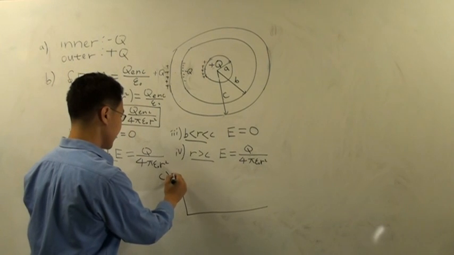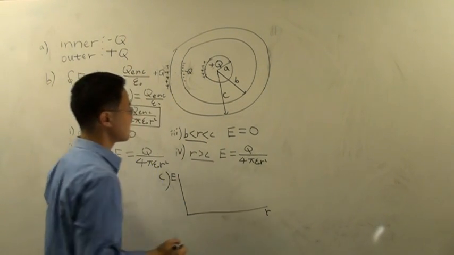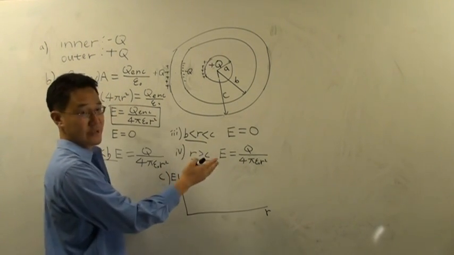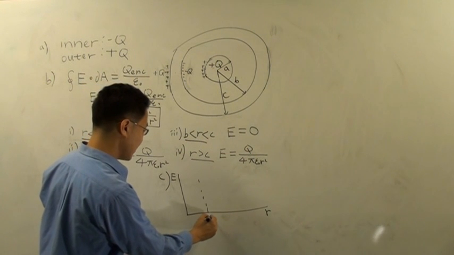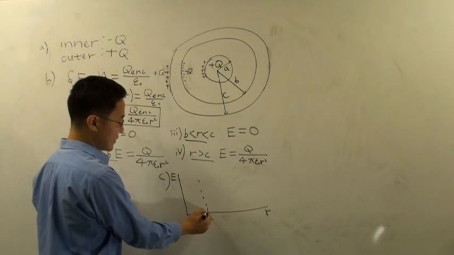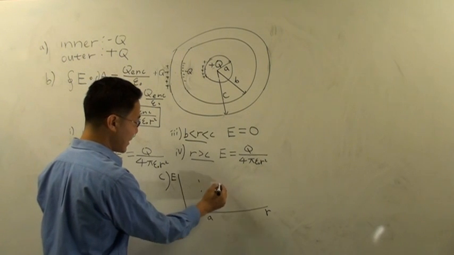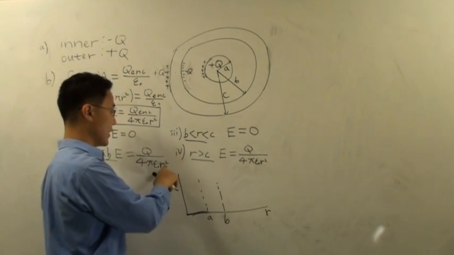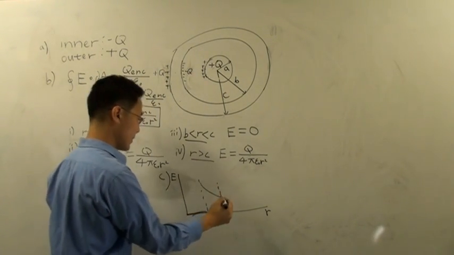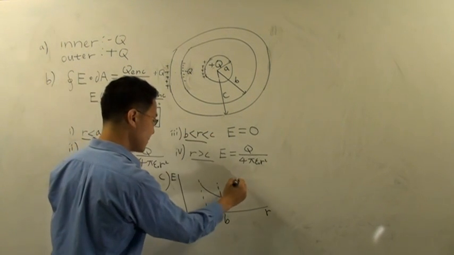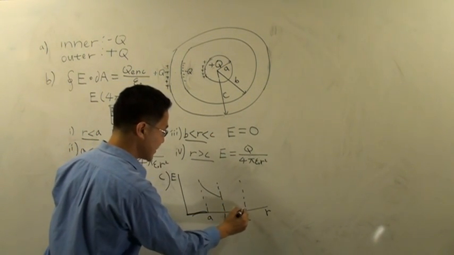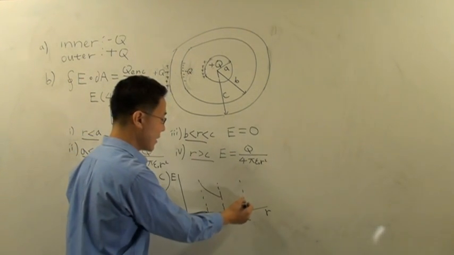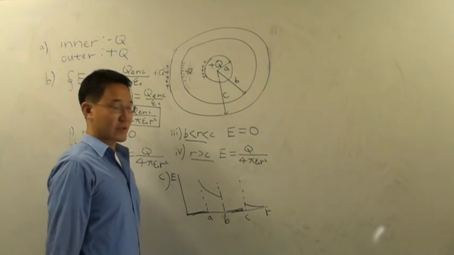Part C is asking us to plot the electric field as a function of the radius. We can see that the behavior is different for different regions. Between 0 and A, the electric field is 0, whereas between A and B, the electric field is decreasing with 1 over r squared behavior. Between B and C, the electric field is again 0. And from C and beyond, the electric field is again monotonically decreasing.